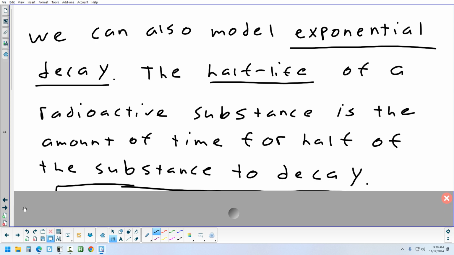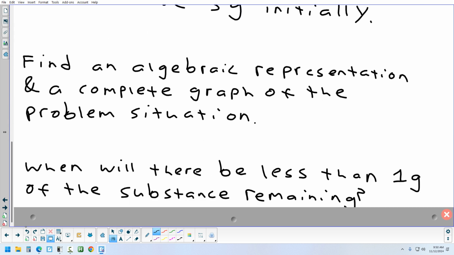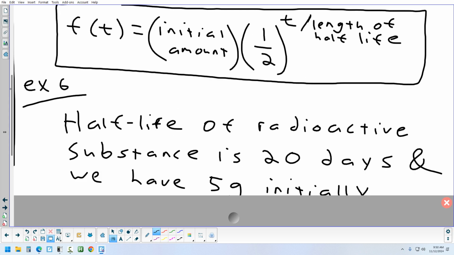So when we did doubling, our base was a 2. What do you think we're going to do when we're halving? Yeah, 1/2, because our decay rate is 50%. So think about the formula. It was 1 minus r. 1 minus 0.5 gives you 0.5.